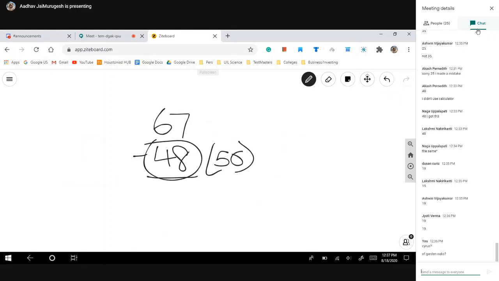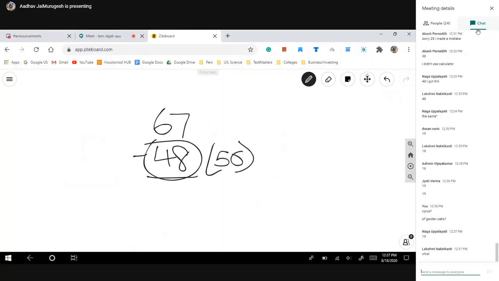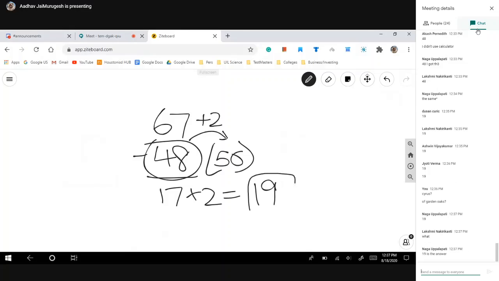Then you would subtract 67 minus 50. 67 minus 50 is of course going to be 17, right? Then, since you had to add 2 to go from 48 to 50, you would also add 2 to your answer, which would give you 19. That's it. The correct answer is 19.